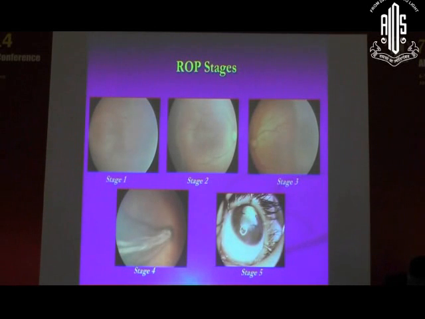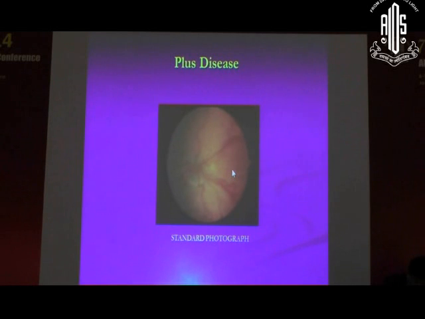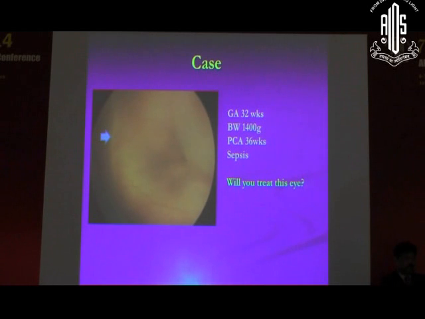We are also aware of the stages of RP. Stage 1 is demarcation line, stage 2 is demarcation ridge, stage 3 is extraretinal fibrovascular proliferation, stage 4 is subtotal retinal detachment, and stage 5 is total retinal detachment. We also need to know about plus disease. There is a standard published photograph which shows the dilation and tortuosity of vessels, and this signifies the activity of the RP disease. Let's see a few more cases.